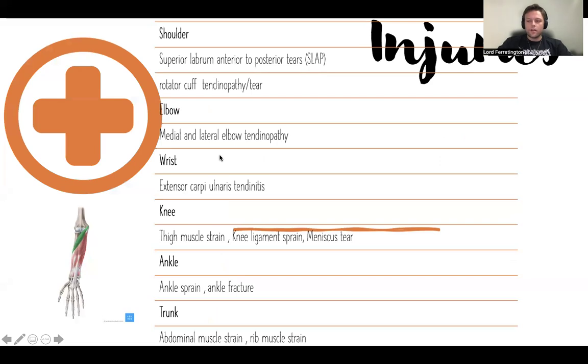Now we look at some common injuries. The most common overuse tennis related injuries are internal impingement and superior labrum anterior to posterior, or SLAP, tears in the shoulder, tendinopathy in the medial and lateral elbow, rotator cuff injuries, and wrist extensor carpi issues. In the knees, thigh muscle strains, knee ligament strains, and meniscus tears. Also ankle sprains, ankle fractures, and with your trunk, abdominal muscle strains and rib muscle strains.